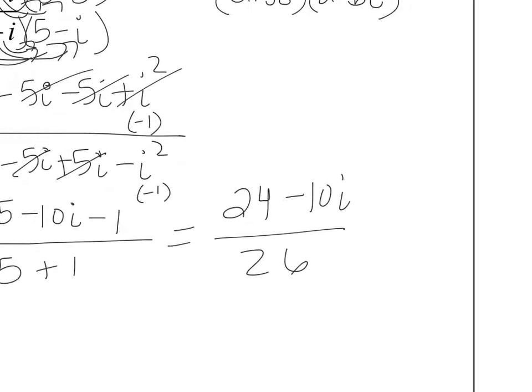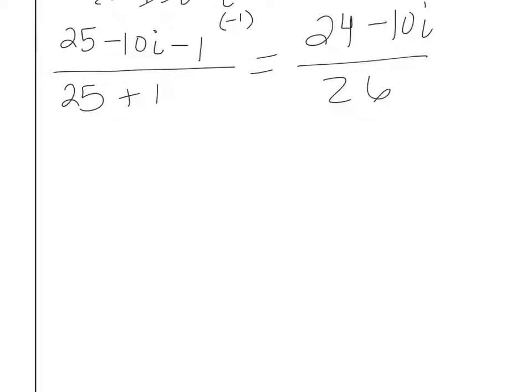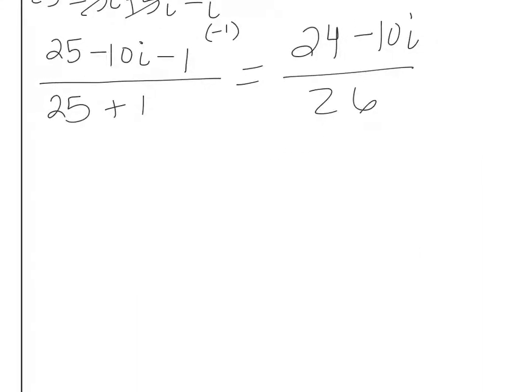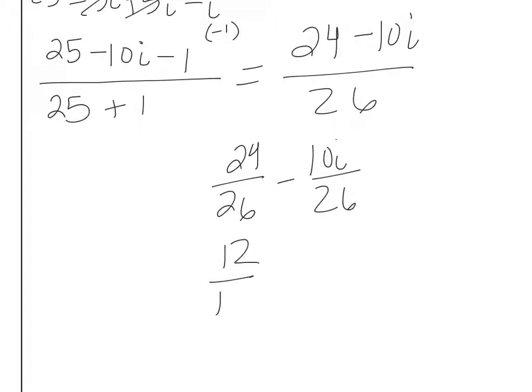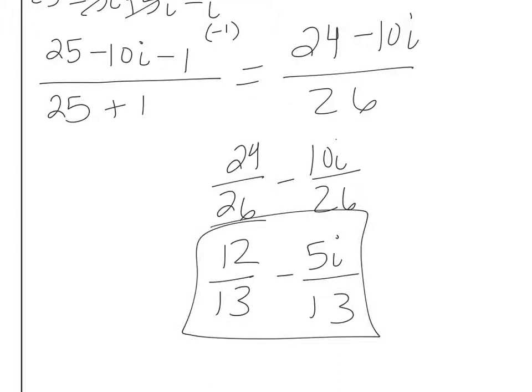Now we're close, but we still need to do a little bit more. So I need to go 24 over 26 minus 10i over 26. Simplify, so you get 12 over 13 minus 5i over 13. That should be your final answer. Okay. Let's take a look at some more.